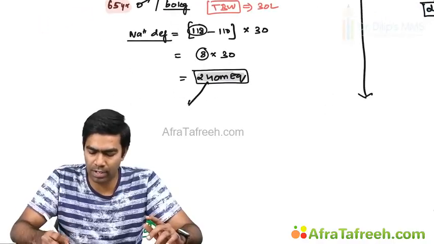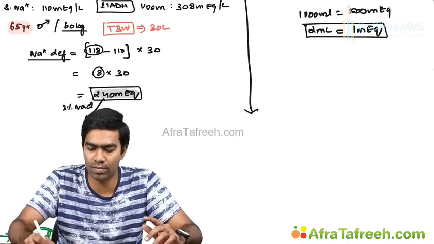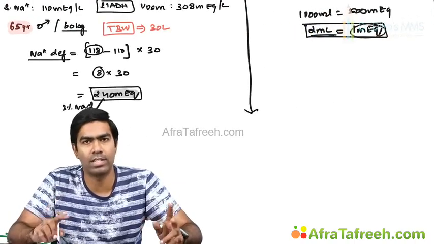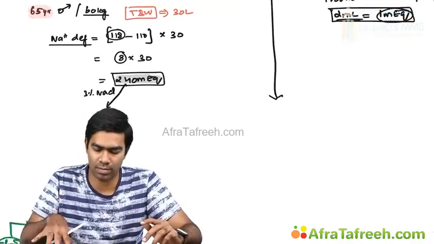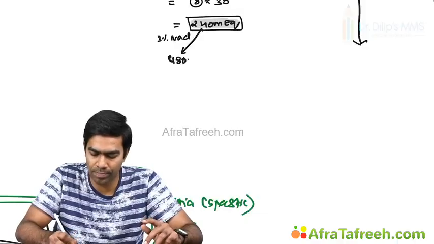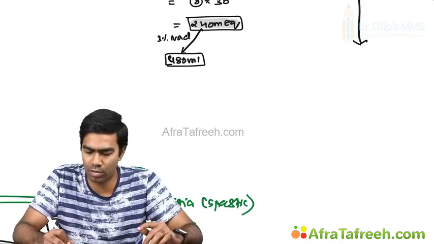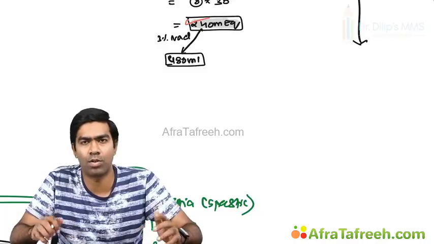Suppose I am planning to correct this 240 milliequivalents with 3% NaCl only, we know the derivation. 1 milliequivalent of sodium is equivalent to 2 ml of 3% NaCl, which means if I need 240 milliequivalents, I just multiply by 2, and I will get 480 mL of 3% NaCl. I'll be needing that to correct this 240 milliequivalents of total body sodium.